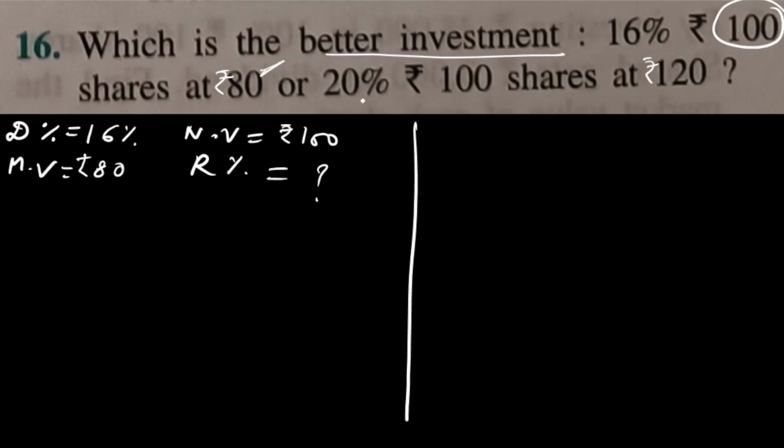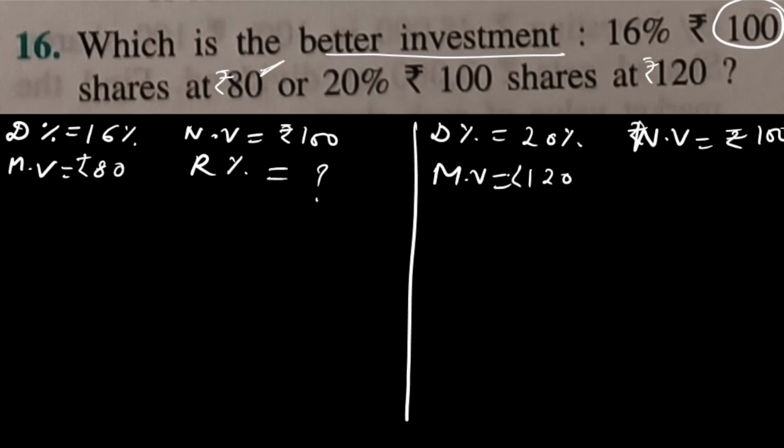For the second one, 20%. So dividend is 20%, rupees 100 shares. So nominal value is rupees 100. What is market value? Market value is equals to 120, and we will find return percentage again. So we will do both. Here the formula is that formula: dividend percent into nominal value is equals to return percent into market value.